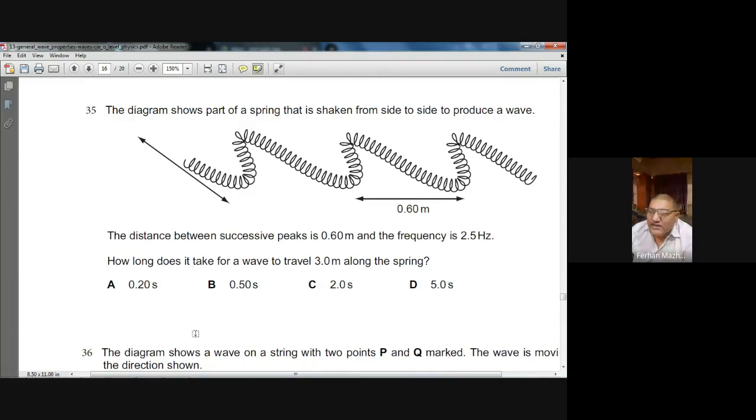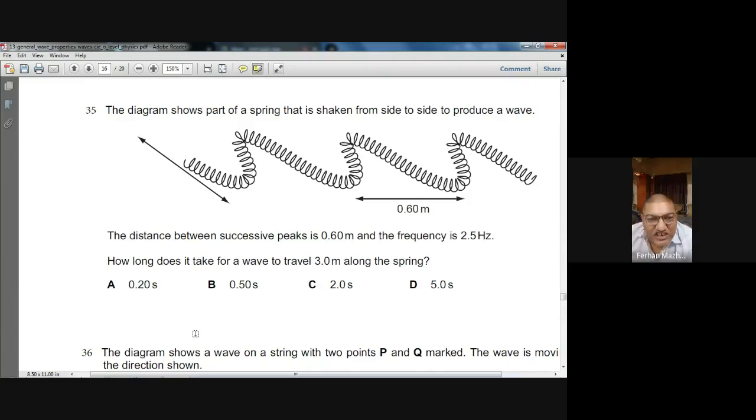So I can find the velocity. V is equal to f lambda. Velocity is equal to frequency 2.5 multiplied by lambda, that is 0.60. So when I multiply them, I get the velocity, that is 1.5 meter per second. So the velocity is 1.5 meter per second.